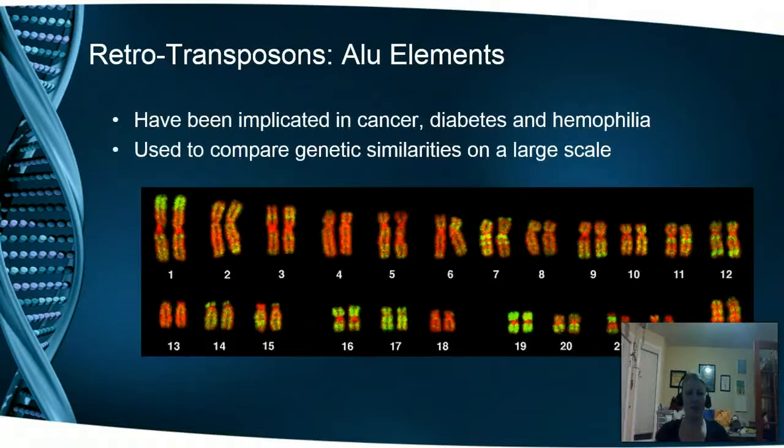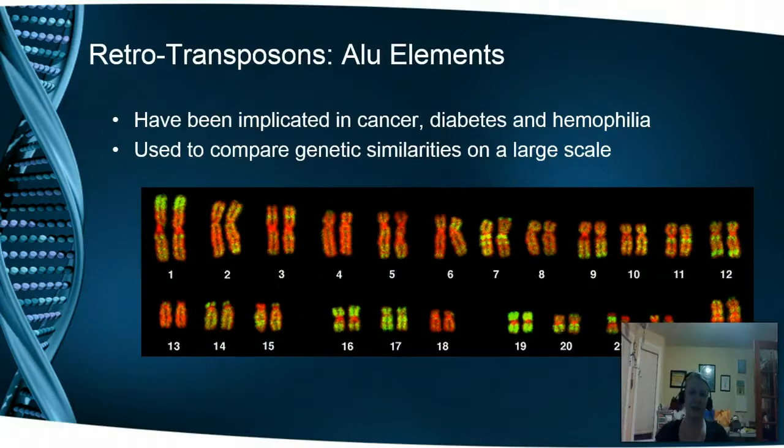Another example of retrotransposons are the ALU elements, and these have been implicated in cancer and diabetes and hemophilia. The thing about ALU is that this element does not code for its own reverse transcriptase, so it is entirely reliant on the cell's enzymes to help it move, whereas the L1 will come with its own sequence for reverse transcriptase.